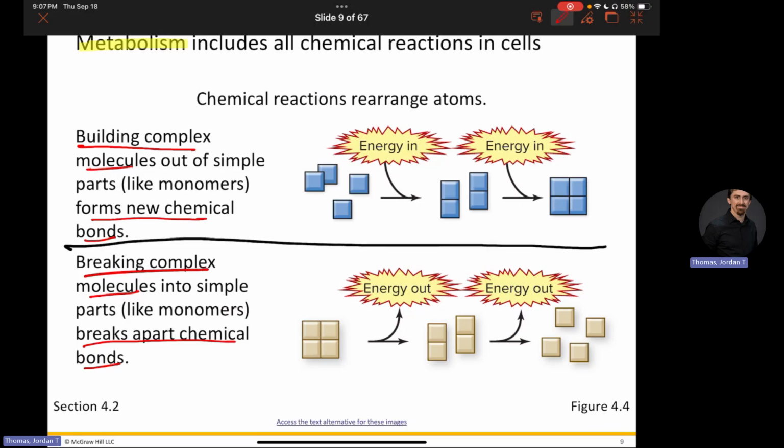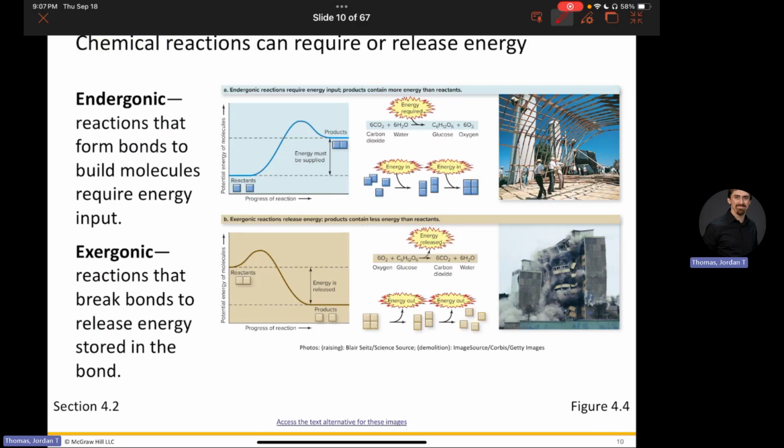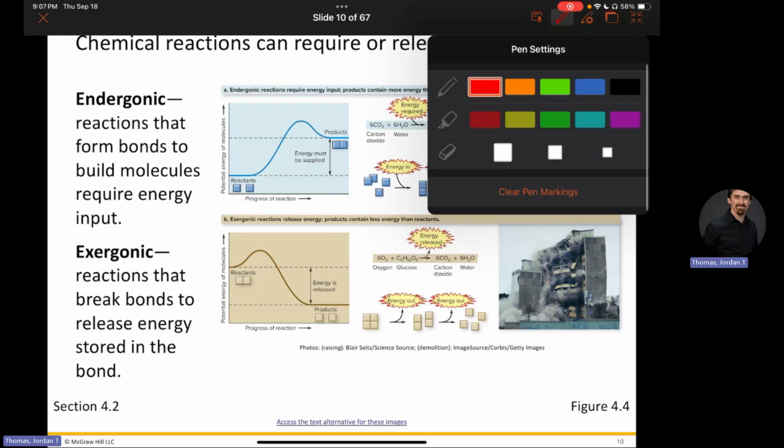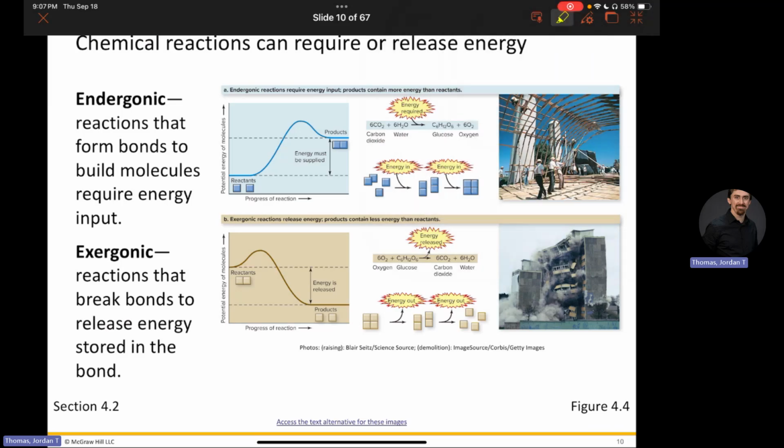So keep that in mind: when we build, energy has to go in because we are making bonds. Where bonds hold energy, to make a chemical bond, we need energy. When we're breaking something, energy goes out. Potential energy within the bond is released and it goes out of the molecule. And that is important because these are the first two types of reactions we're going to talk about. I do want you to know each type.